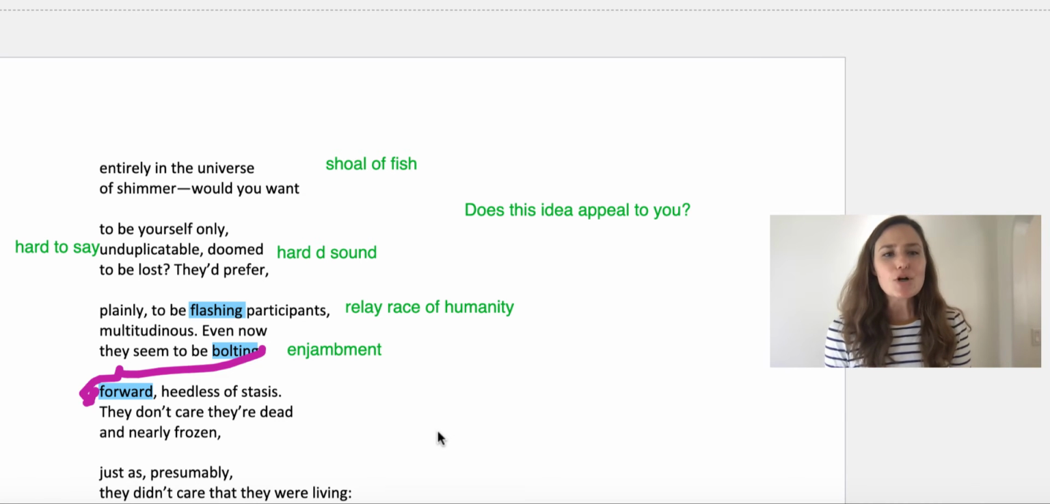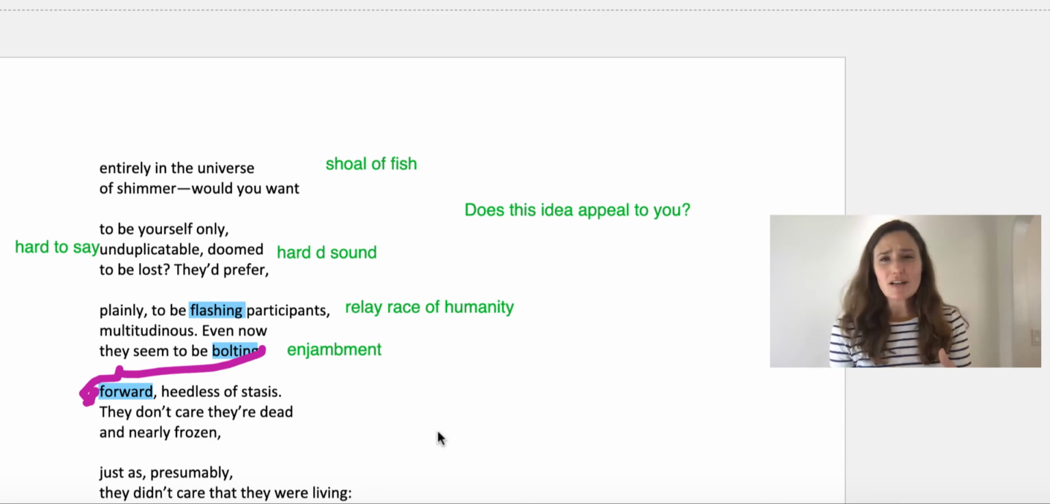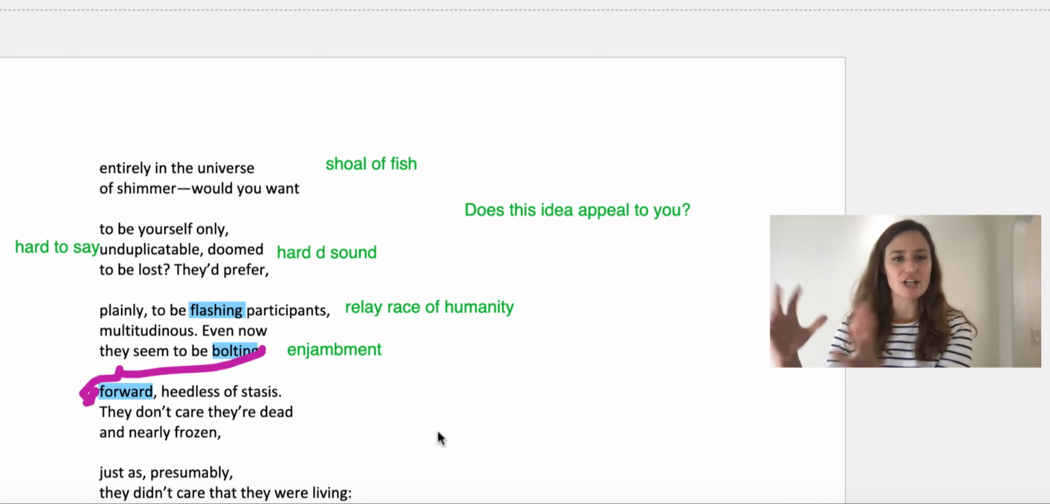And somehow multitudinous, even though that's sort of a mouthful, I really like saying that. When it comes out of my mouth, it kind of makes me smile. Unlike the previous line, which is about individuality, but it makes it seem kind of depressing. And like you lose yourself in trying to be an individual anyway, so you might as well lose yourself in a good way in trying to be a member of this flashing group that's functioning as one.